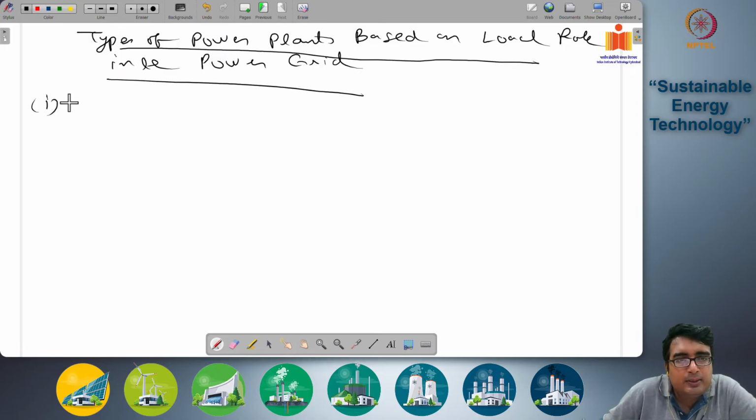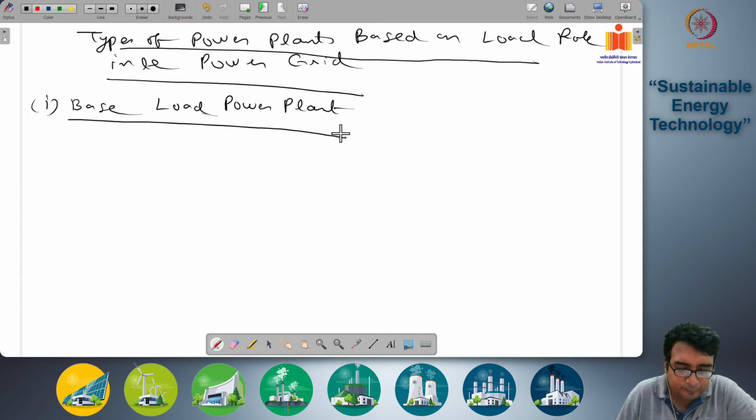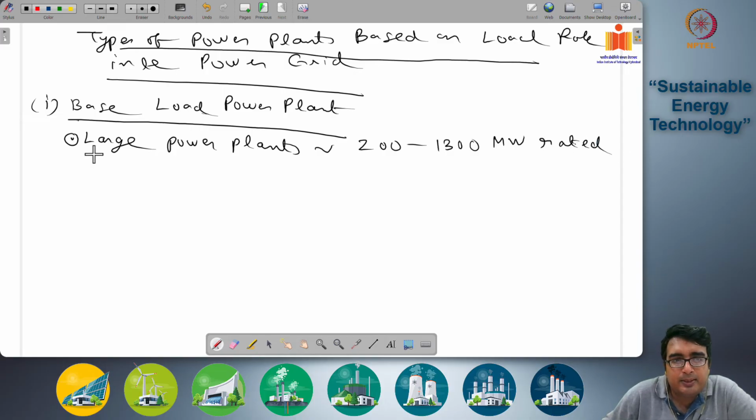So the first is the base load power plant. So these are large power plants of the order of 200 to 1300 megawatt rated capacity.